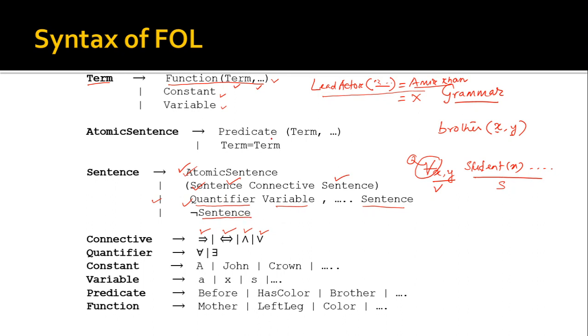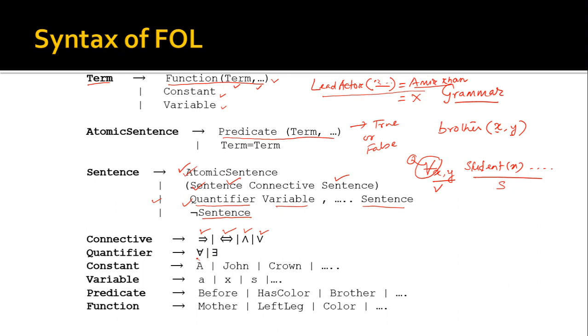One point that I forgot to mention is that the value of a predicate can either be true or false, right? So John is a brother of Richard, that is true, but John is a brother of Mary, or John is a brother of, say, Abraham Lincoln, may not be true, right?